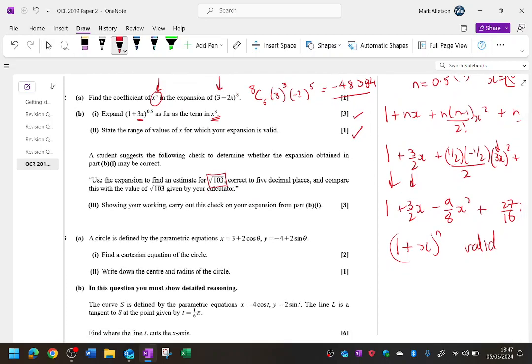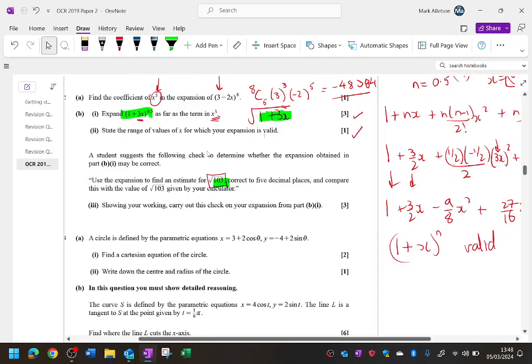So we've just done an expansion of 1 plus 3x to the power of 0.5. Well, that could be rewritten as the square root of 1 plus 3x. Okay, so it's similar here. Now, if you think about it, you've got 1 plus 3x, and you want to make it similar to root 103. It looks like you could do 100 plus 3 to get 103, so you can see there's some sort of connection between the two.